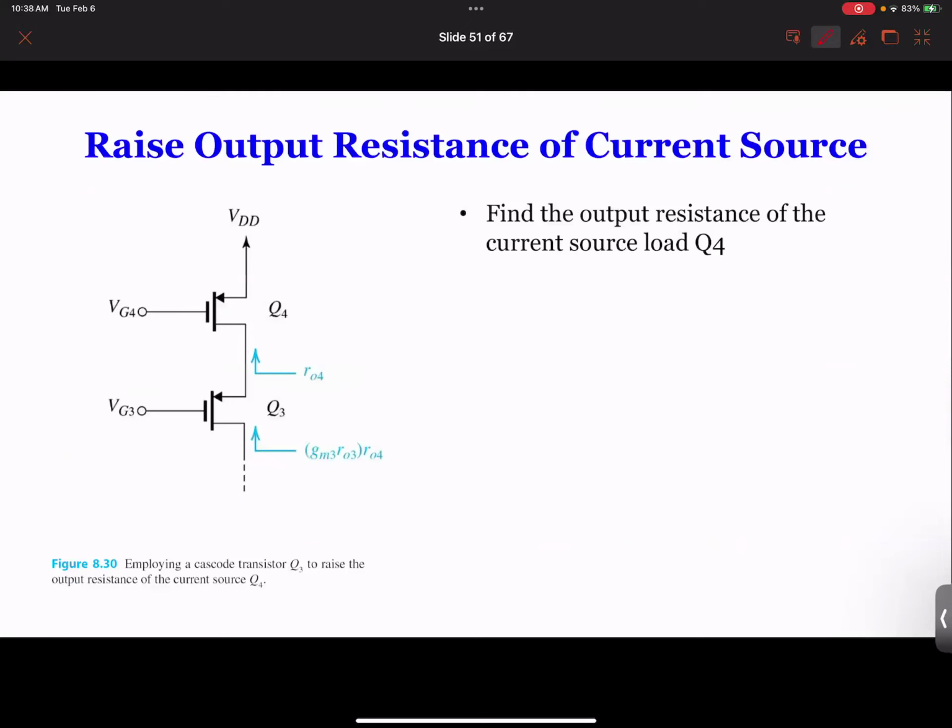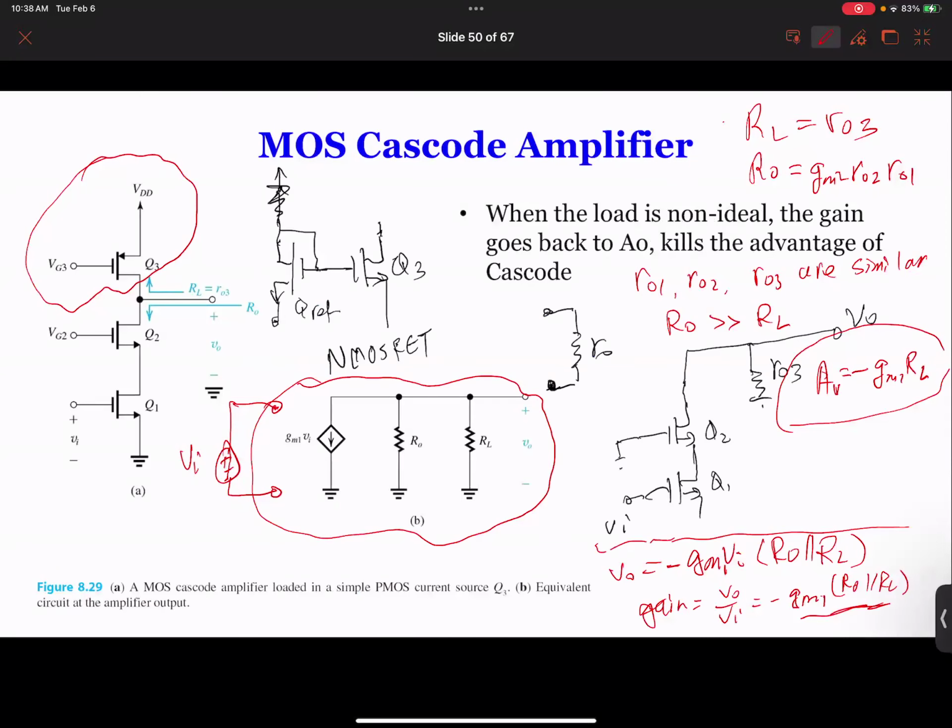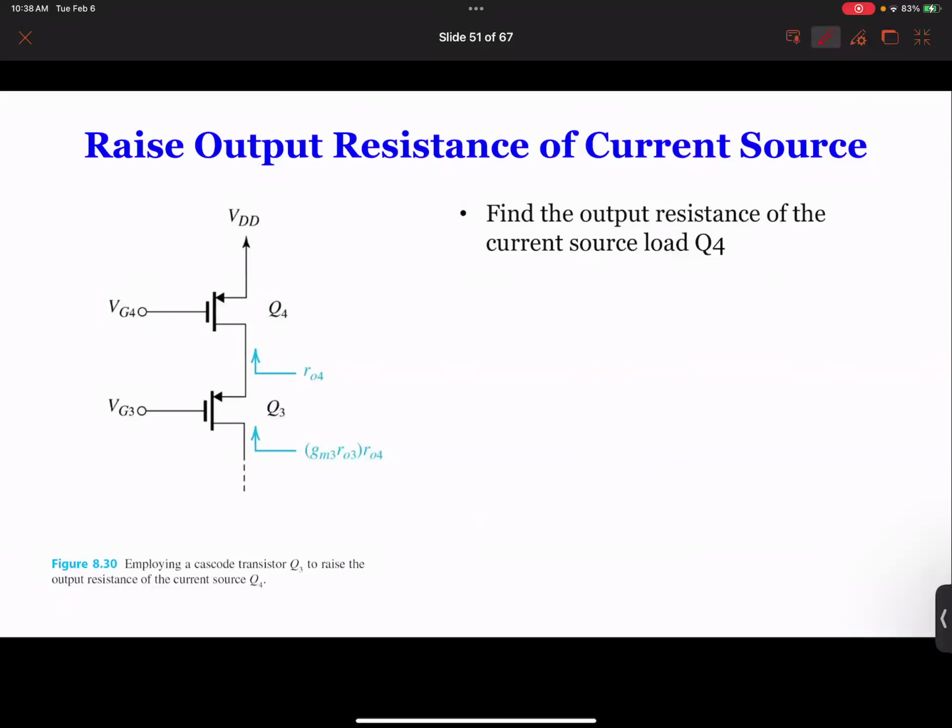So the question is, how do I increase the gain in the non-ideal case? Well, this is very simple. Instead of using a single Q3 as a load over here, we're going to add another Q4, similar to what we did before.